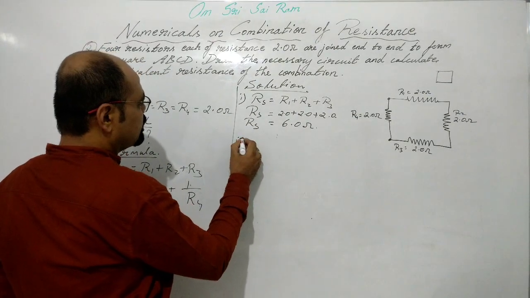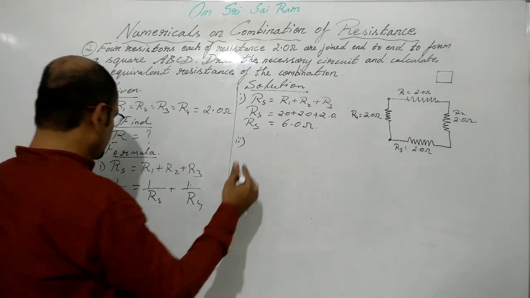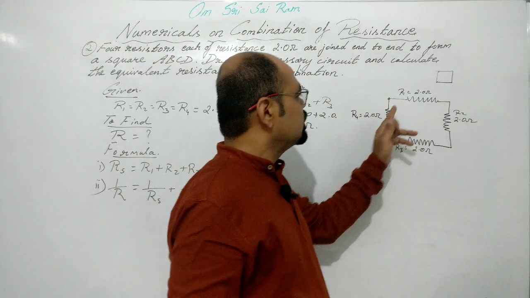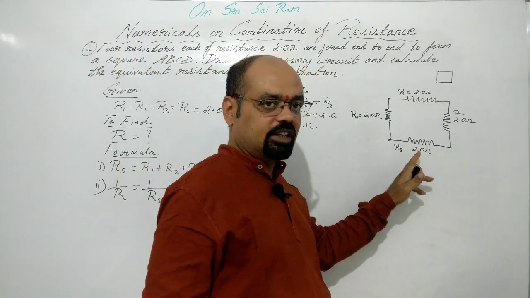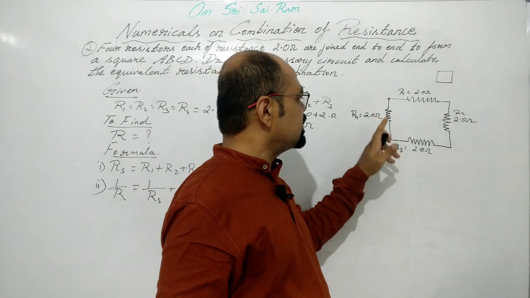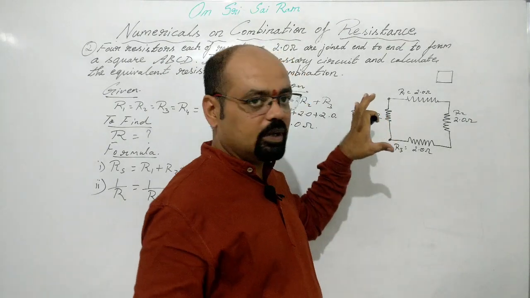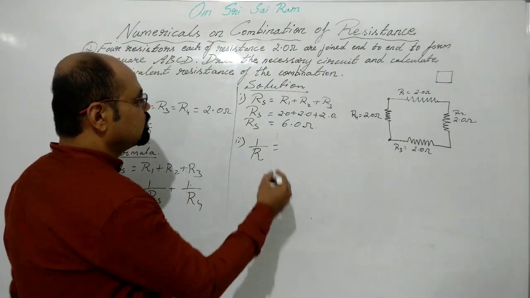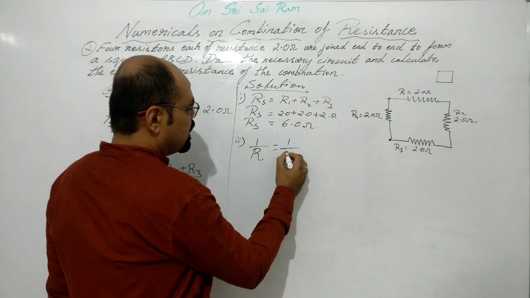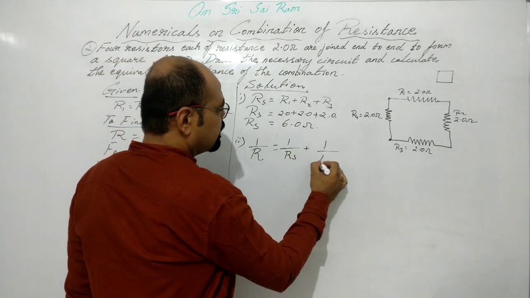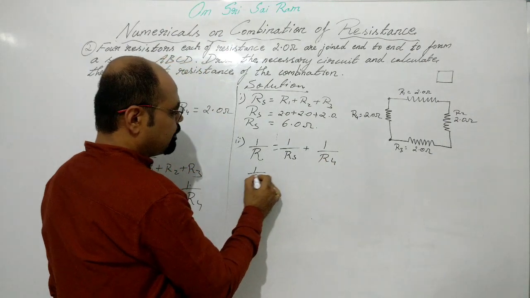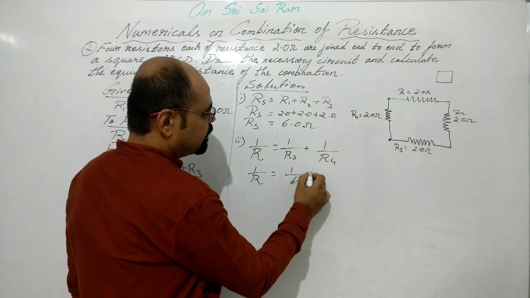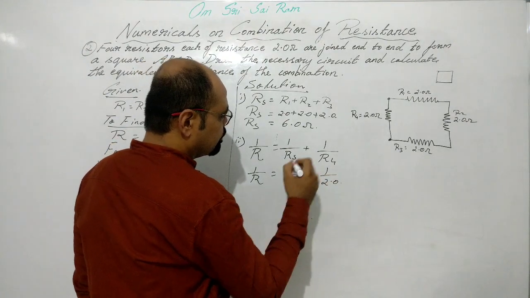Now the second formula says we want the total resistance. So 1 by R parallel. It is a parallel connection because though these three are in series, when we connect a resistor at the same end terminal, the total connection becomes parallel. So total resistance will be taken in parallel. So we will be taking here 1 by Rs plus 1 by R4. Okay. So 1 by R is equal to 1 by Rs, we got 1 by 6.0 plus 1 by 2.0.